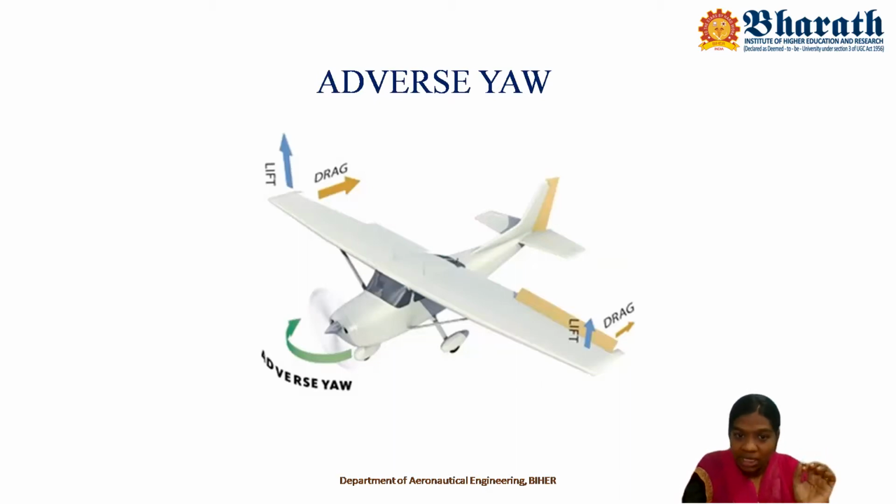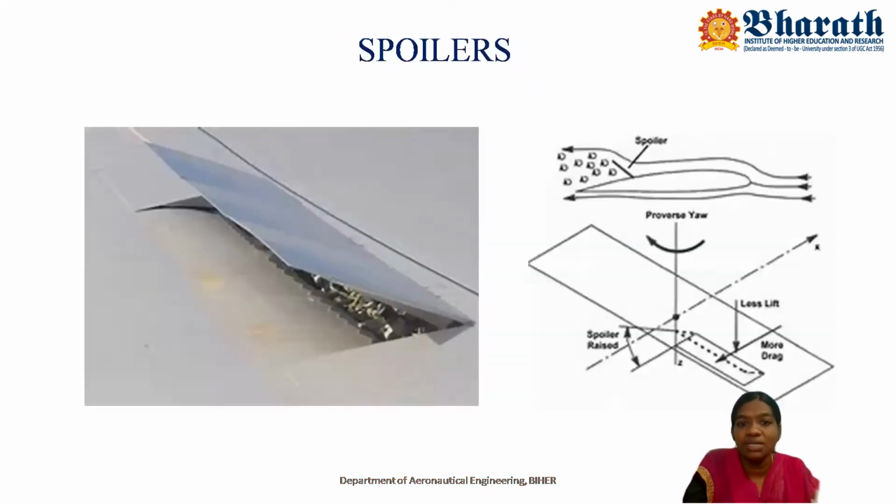So when the spoilers in this left wing are activated, what will happen? Obviously, it will create more drag. So this drag will be nullified by the drag which is created due to the aileron deflection. Got it? So this is the point. Our intention is to increase the drag in the lowering wing. So I should activate the spoilers in this wing. When I activate the spoilers in this wing, there will be more drag generated because of this profile. So this is how the spoilers act in order to compensate the drag.